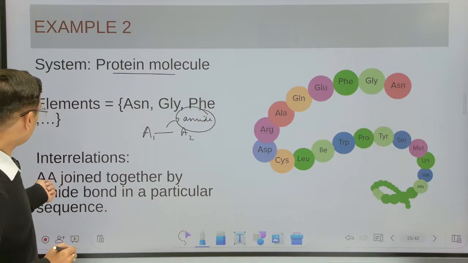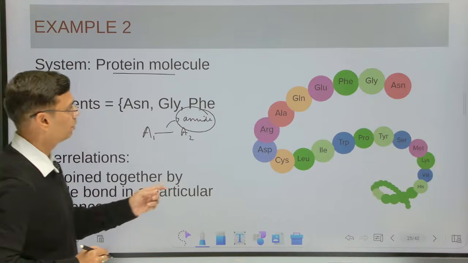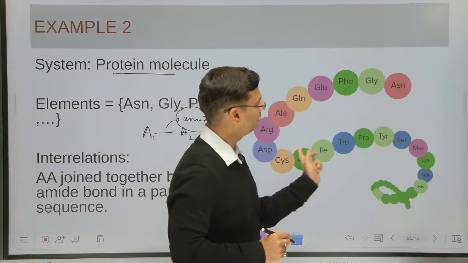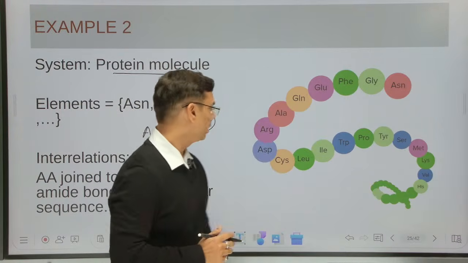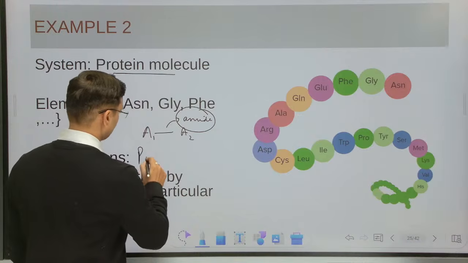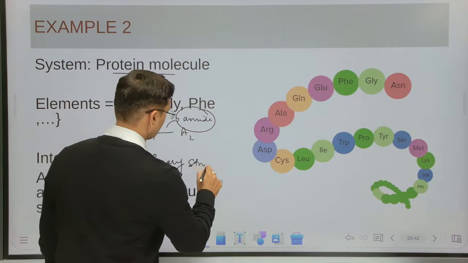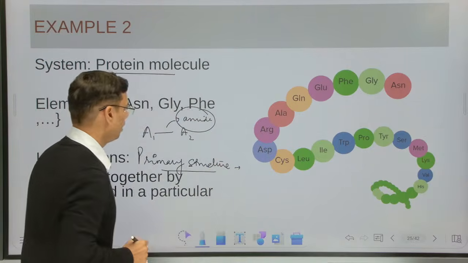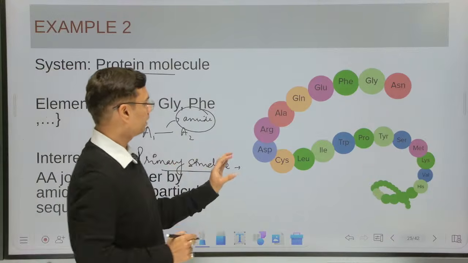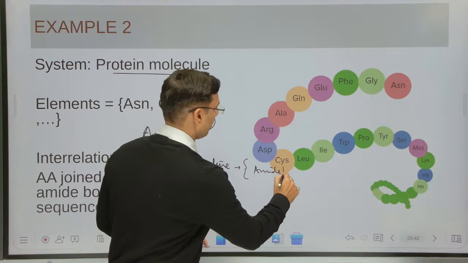Okay, so amino acids are joined together by amide bonds in a particular sequence. So there are a lot of amide bonds. So these amide bonds constitute the structure, and this structure is known as the primary structure. The primary structure is due to the amide bonds. Okay, that is due to the various amide bonds.